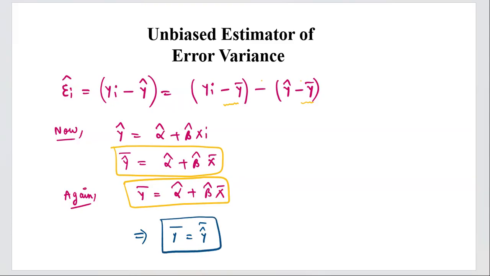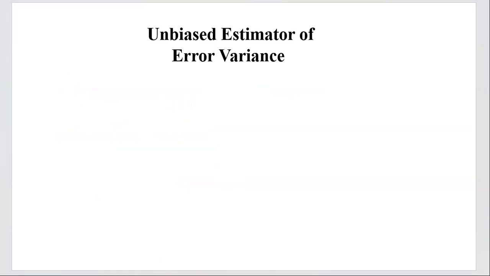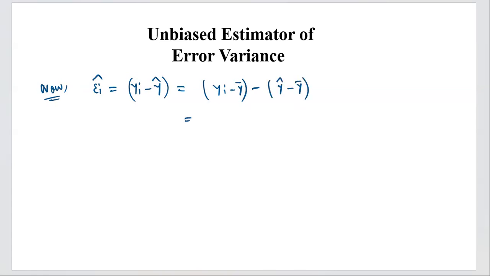Right? Y bar and y cap bar are exactly equal. Okay. Now start with the residual, epsilon i cap. So this is yi minus y cap. This we have got like this: yi minus y bar minus y cap minus y bar. Now this yi minus y bar is simply small yi minus, instead of y cap, now what you can write?